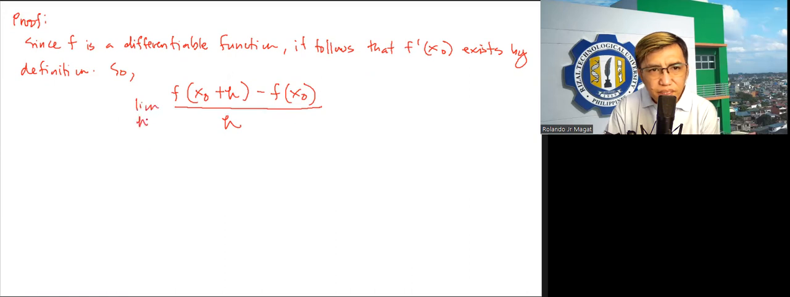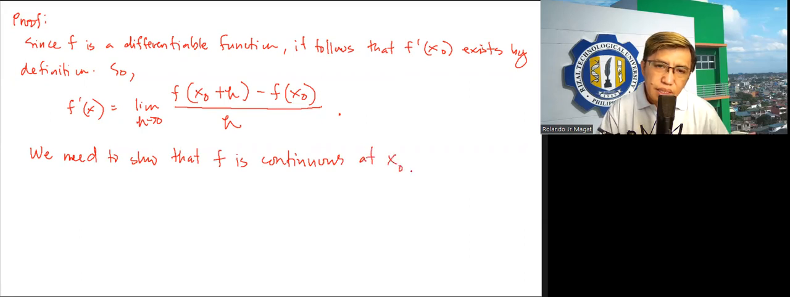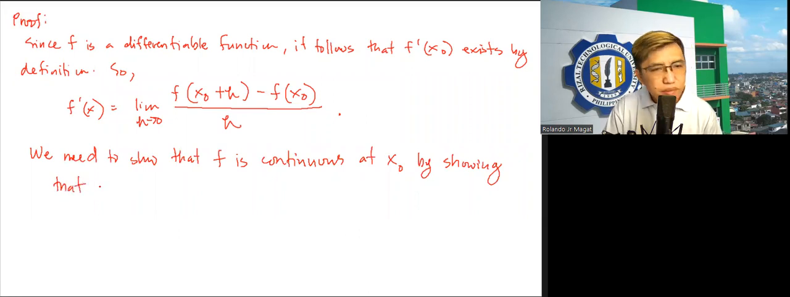As the limit, as h approaches 0. So f prime of x. Okay? Now, what we're going to do is we need to show that f is continuous at x naught, by showing that we have the limit of f of x as x approaches x naught is equal to f of x naught. O, ito yun, di ba?